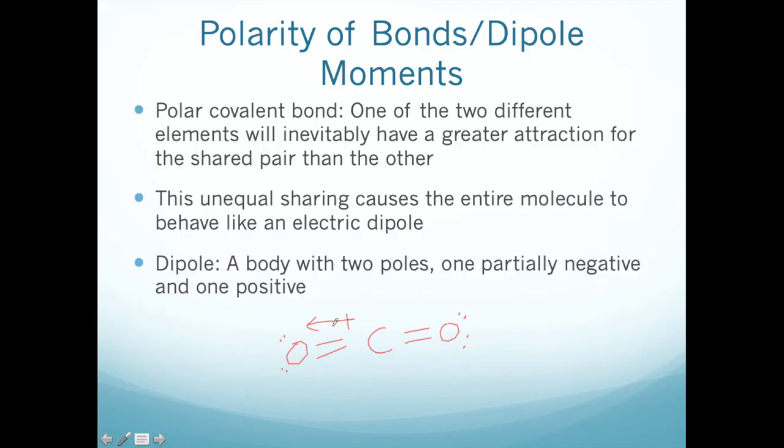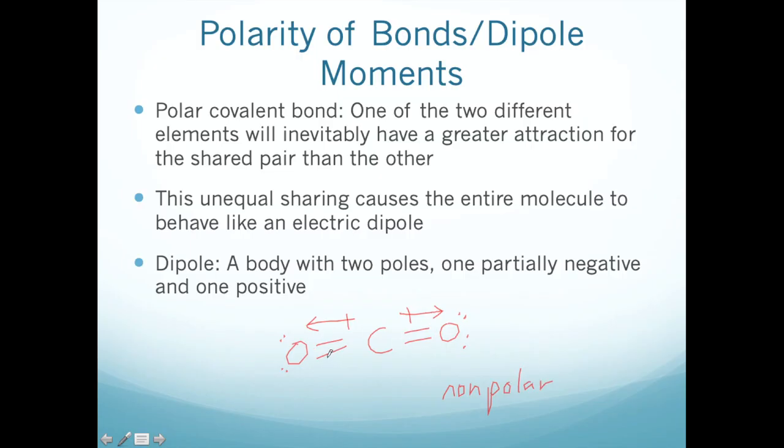But here's the follow-up question for you. Is this molecule as a whole going to be polar or nonpolar? In order to answer that question, let's look at this other bond. Well, this carbon-oxygen bond is going to be polar in the opposite direction. So these actually wind up canceling each other out, and the molecule is nonpolar. The molecule as a whole is nonpolar, even though the individual bonds themselves are polar.